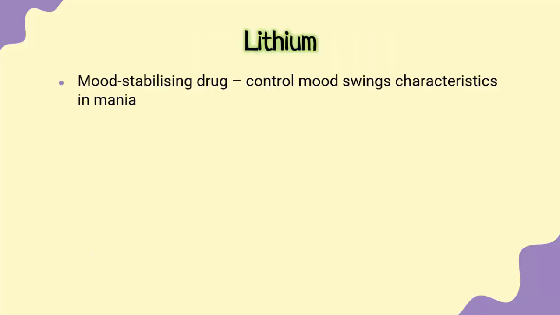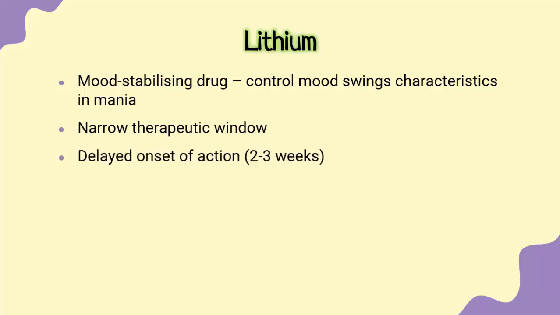So what is lithium? It is a mood stabilizing drug, and we use lithium in bipolar patients because we want to control the mood swing characteristics, especially during the manic episodes. One thing you need to remember is that lithium has a narrow therapeutic window, and it also has delayed onset of action. It takes 2 to 3 weeks to produce an effect.